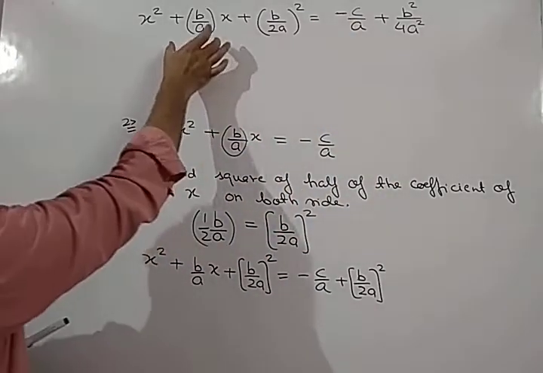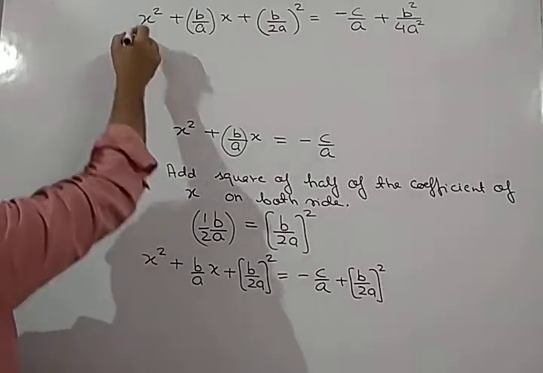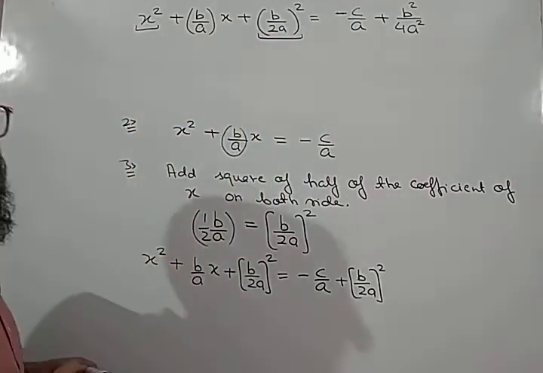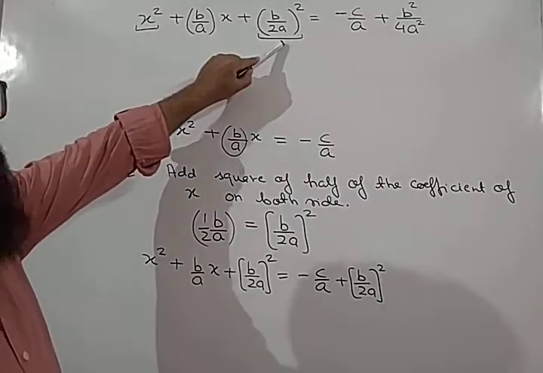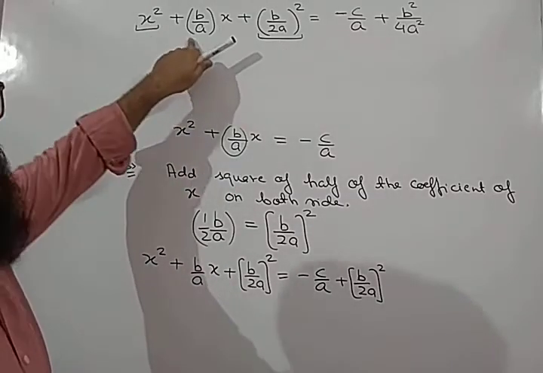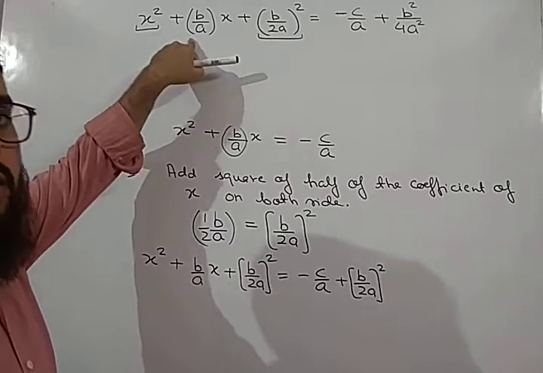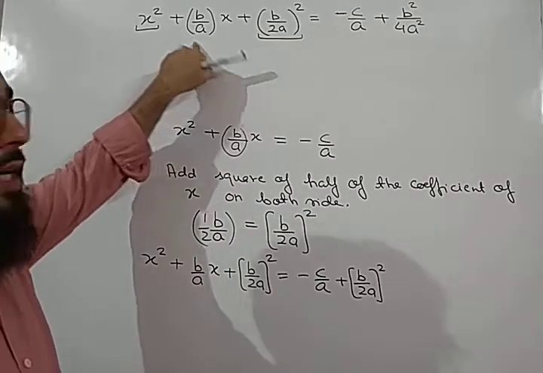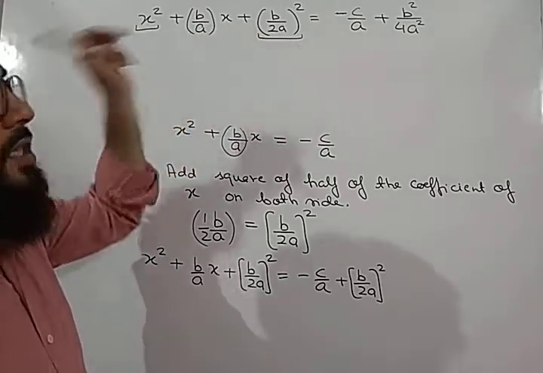Now we have to make this a perfect square. If we consider this term as a and this whole term as b, then it is a square plus b square. If there is 2ab in the middle, it will form the identity of a plus b whole square. What is a plus b whole square? It is a square plus b square plus 2ab.